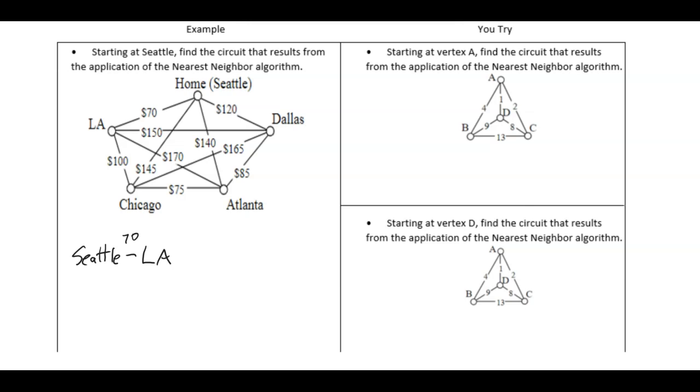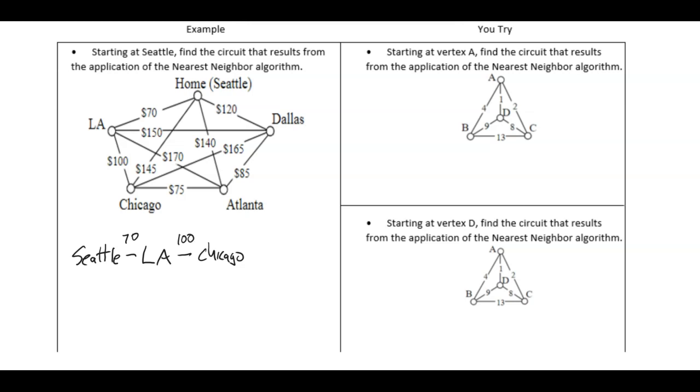Now that we're in LA, we can't go back to Seattle because we haven't visited all the cities. That leaves 150, 170, and 100. 100 is the minimum, so we go from LA to Chicago. And that cost is 100.